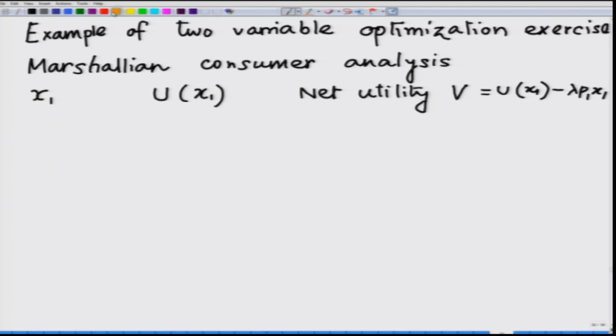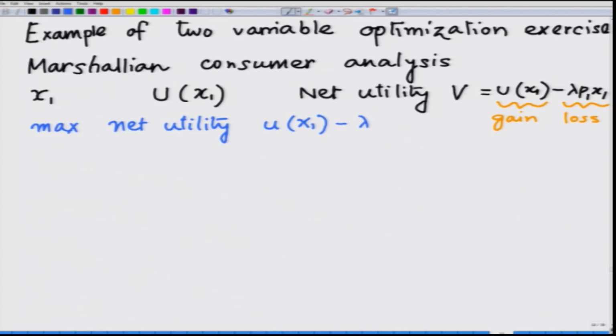If you remember the discussion we had earlier, in the one variable model, this is the gain of the consumer in terms of utility, and this is the loss of the consumer in terms of utility as well. So a consumer maximizes net utility, U of x1 minus lambda P1 x1. We have looked at the first order condition, and of course the decision variable has been x1 there. Now we do not want to get into the first order condition. Let us look at the graph so that we can get some insight into it.